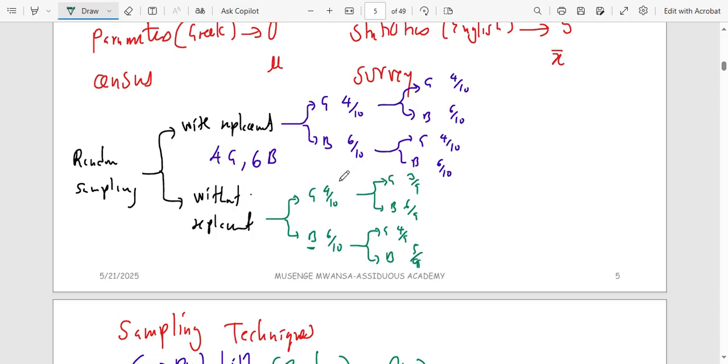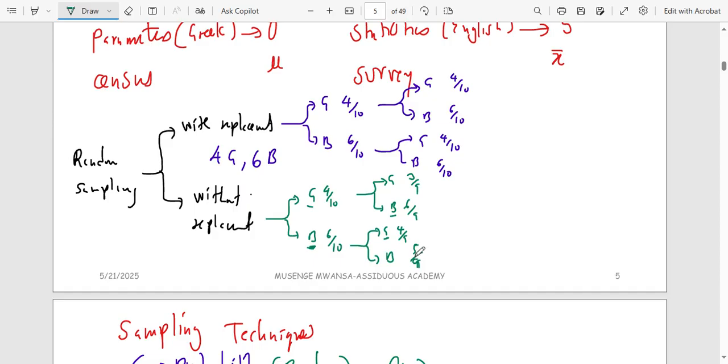So if they ask you to find the probability that you've picked two balls of different colors, you are going to get G, B, and then B, G. So 4 out of 10 times 6 out of 9 plus 6 out of 10 times 4 out of 9. If they said probability of getting balls of the same color, you get GG plus BB. GG is 4 out of 10 times 3 out of 9, plus 6 out of 10 times 5 out of 9. That is how you work them out.